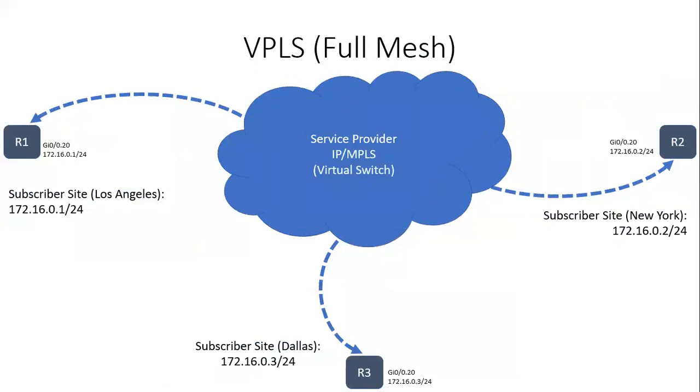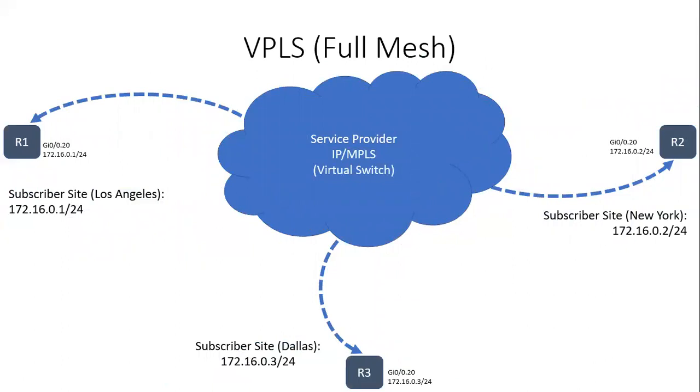And from the customer's perspective, this is what our VPLS looks like, and again, there are a million ways to deploy VPLS, but for the sake of simplicity, we've just deployed it in a full mesh architecture. So in the middle, we have our service provider and their IP MPLS core, which is going to emulate a virtual switch.